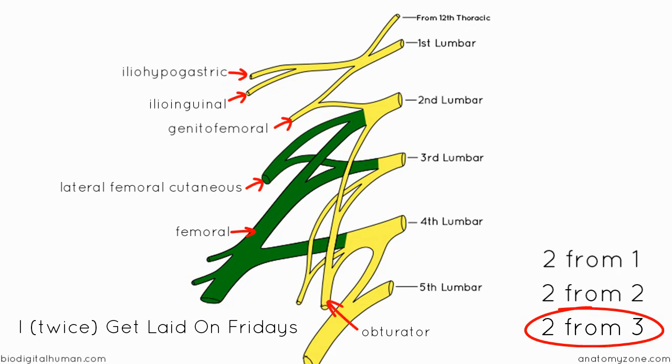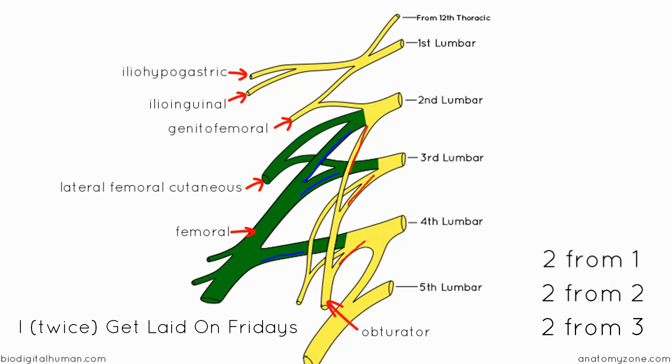So you can see the obturator nerve here, and it originates from L2, L3 and L4. And as you can see, this is the femoral nerve here, and it also originates from the same roots, so it originates from L2, L3 and L4.